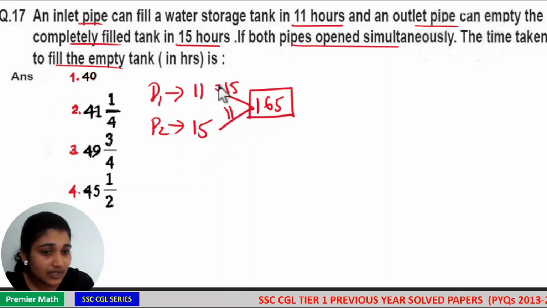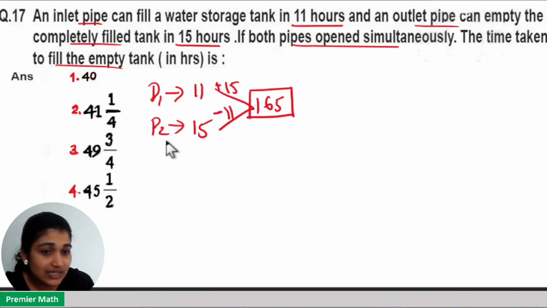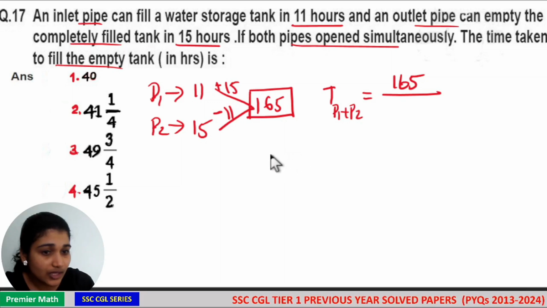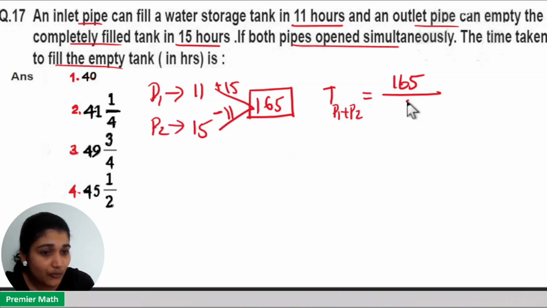That is, pipe 1 efficiency is plus 15 and pipe 2 efficiency is minus 11 because this is an emptying pipe. Now, the total time taken by P1 and P2 to fill the tank is. Here total capacity or total work is 165 units. Now, pipe 1 and pipe 2 efficiency is 15 minus 11, 4 units.